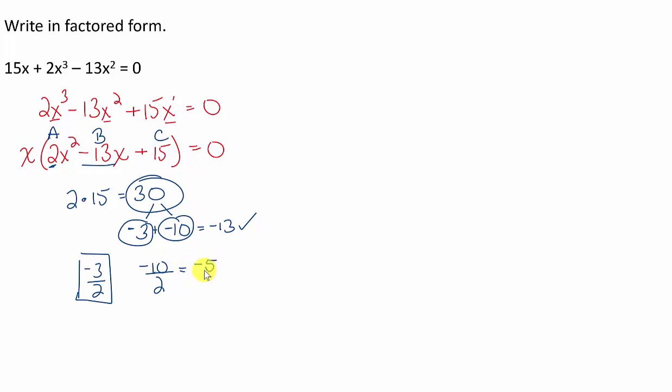So this is going to be negative 5 over 1. We're going to put a 1 underneath because we do need the fraction to write the binomial. Yes, negative 10 divided by 2 is just negative 5. But for this instance, we're going to put a 1 underneath.